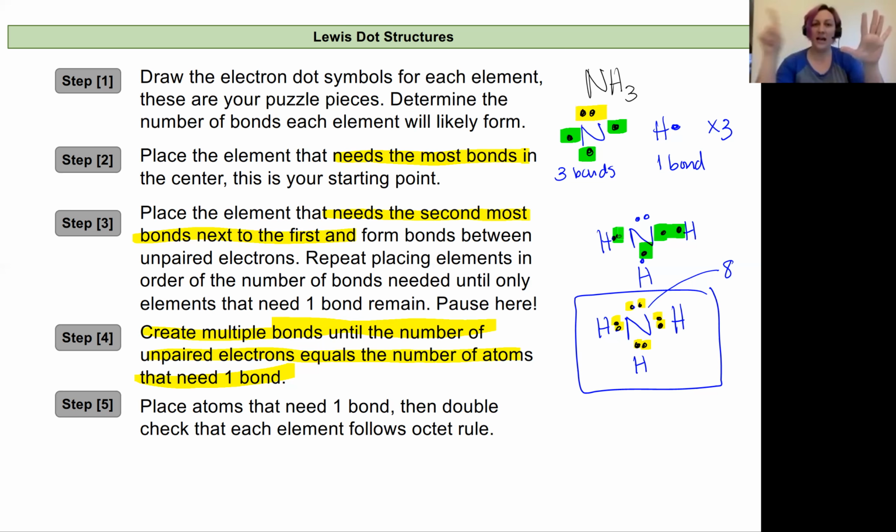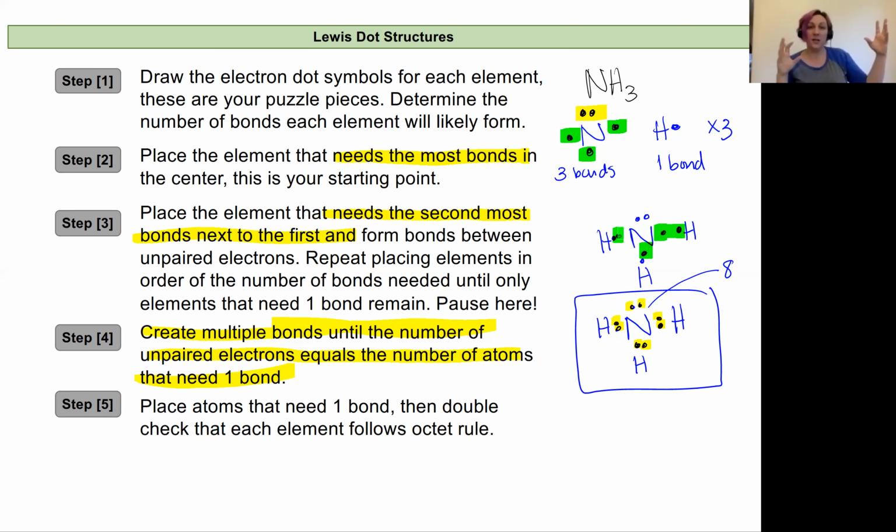So before I add that hydrogen, I'll try to find multiple bonds for those 4 electrons first, and then add my hydrogen last. The double checking that I do, there's 2 ways to do this. You can either count all of your valence electrons at the beginning and then count them all at the end and make sure you have the same number. I prefer instead to go element by element and count up the electrons surrounding it and make sure that it has 8. This allows me to identify problems a little bit better.